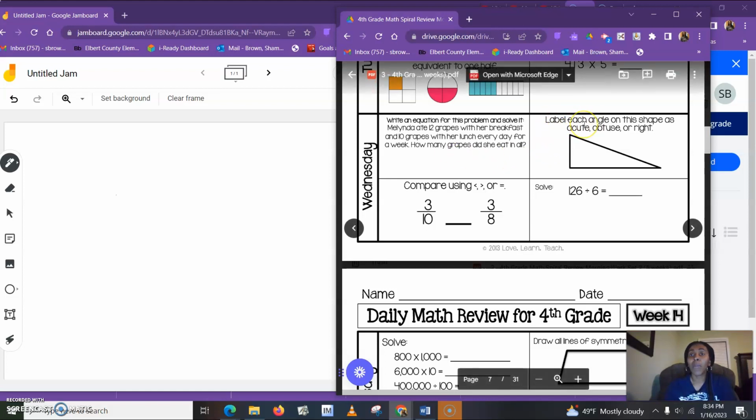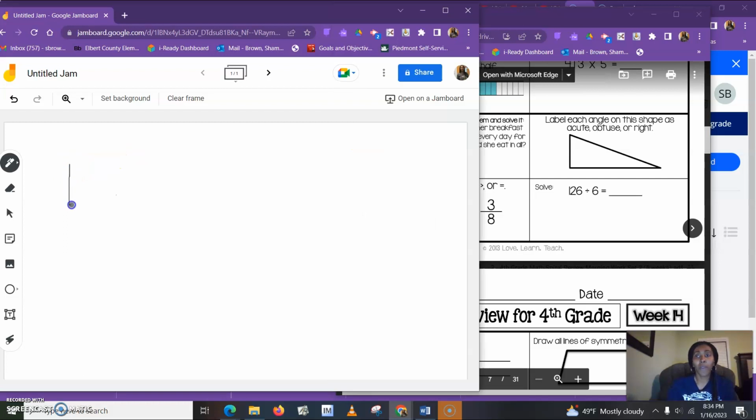The next one says label each angle on this shape as acute, obtuse, or right. So for this shape, sorry, my drawing is bad on this, but you would put either an A, O, or R in here, an A, O, or R in here, and an A, O, or R in here. The O would be for obtuse, the A would be for acute, and the R would be for right. So you have to label each angle on the shape.